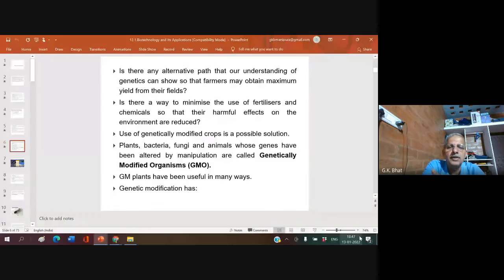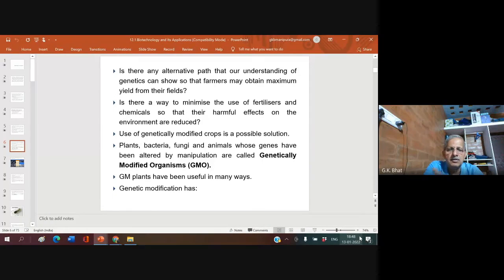So, use of genetically modified crops is a possible solution to minimize this effect of fertilizers and other chemicals on the environment. Plants, bacteria, fungi, and animals whose genes have been altered by manipulation are called genetically modified organisms. You will be asked, what is a GMO? Plants, bacteria, fungi, and animals whose genes have been altered, of course, by recombinant DNA technology, are called genetically modified organisms.